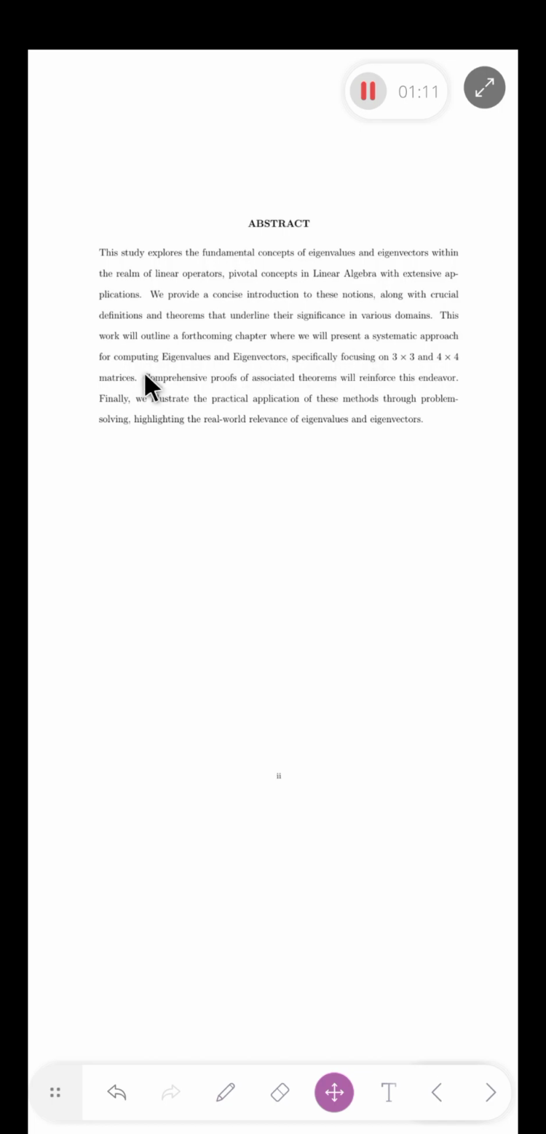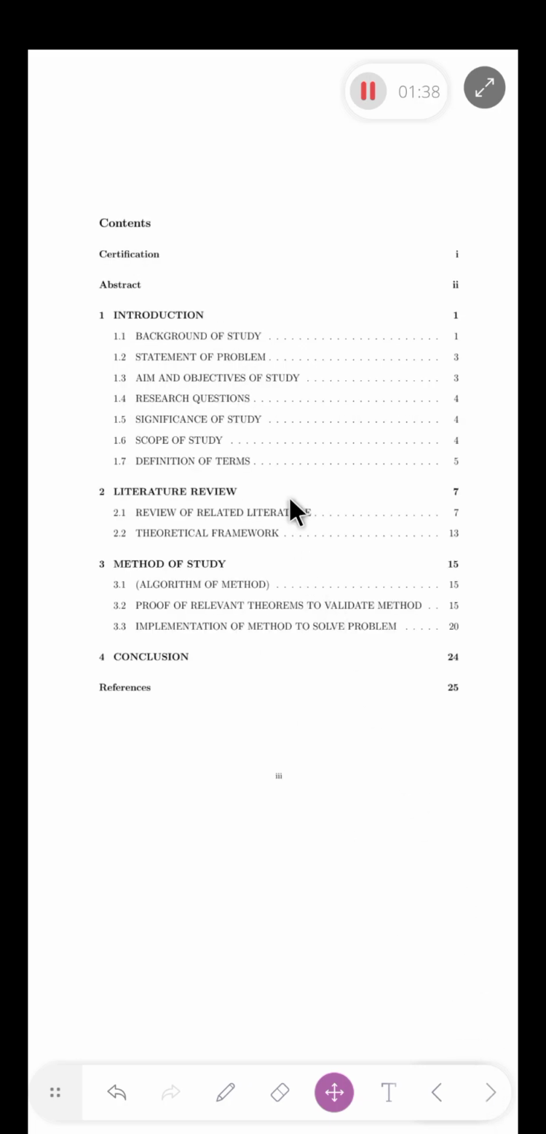present a systematic approach of computing eigenvalues and eigenvectors, especially focusing on the 3 by 3 and the 4 by 4. Actually, in this seminar work, the particular approach we introduce is that of 2 by 2, that is, how to find the eigenvalues and eigenvectors of a 2 by 2 matrix. Now let's go straight to the introduction.